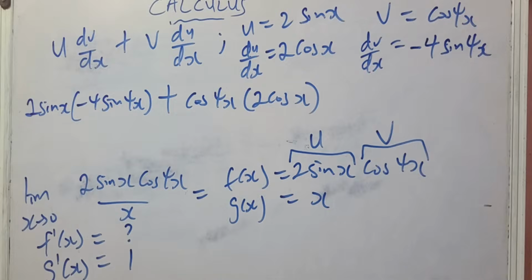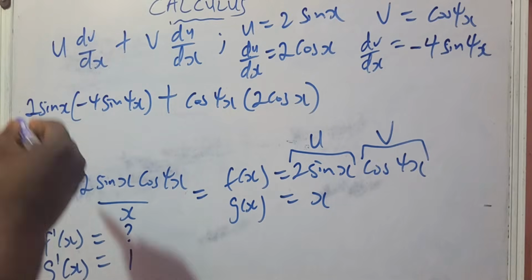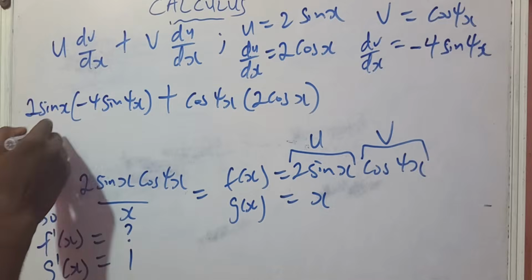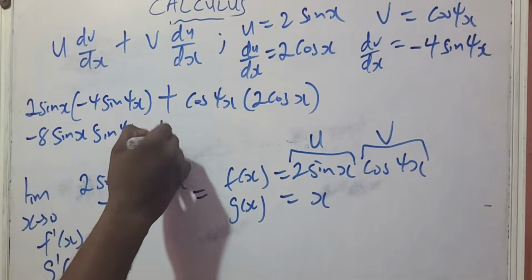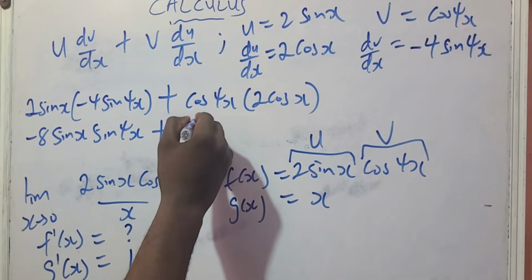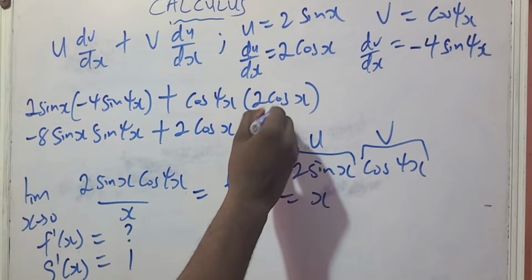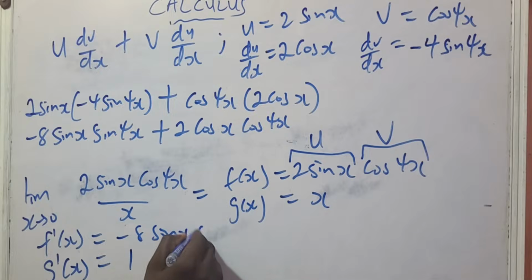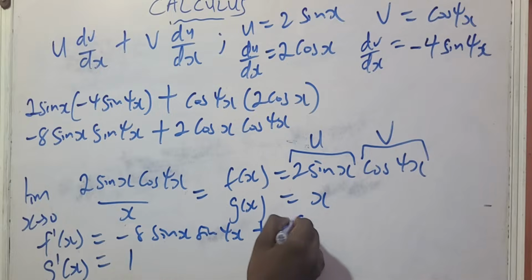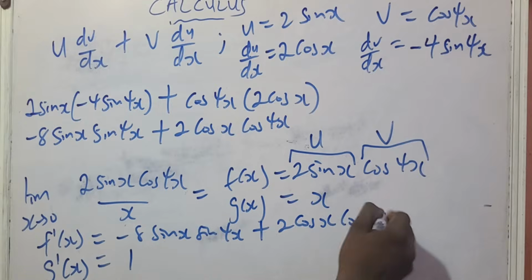Now, of course, you can obviously break this further. That's something you can easily see, because in this case, you are multiplying these two things together. So this will be minus 8. 2 times minus 4 is minus 8. This will be sine x, then sine 4x, plus this will be 2 cos x, then cos 4x. So this is the final answer for your derivative here. Minus 8 sine x, sine 4x, plus 2 cos x, cos 4x. That's your answer right there. So can you imagine that? That is just the numerator.